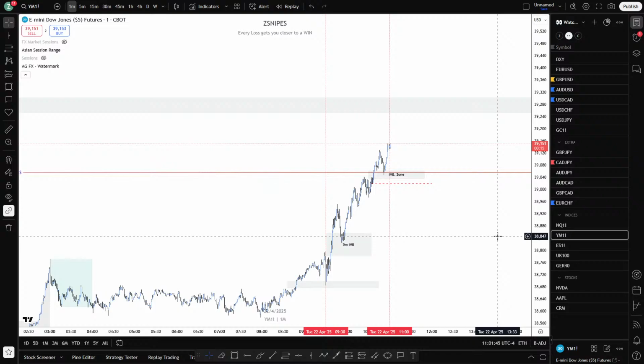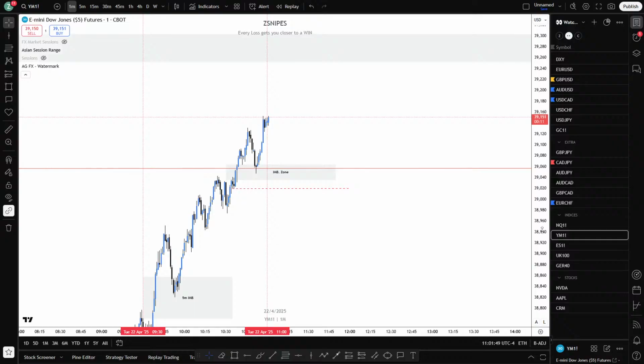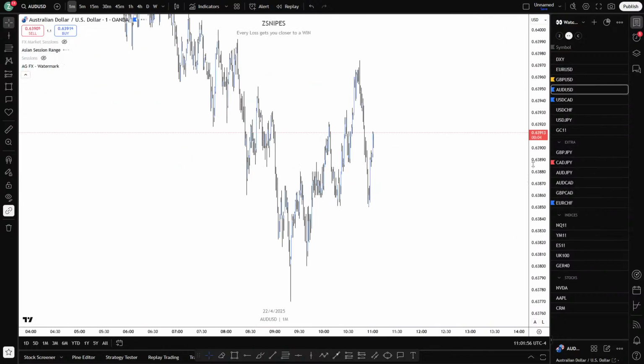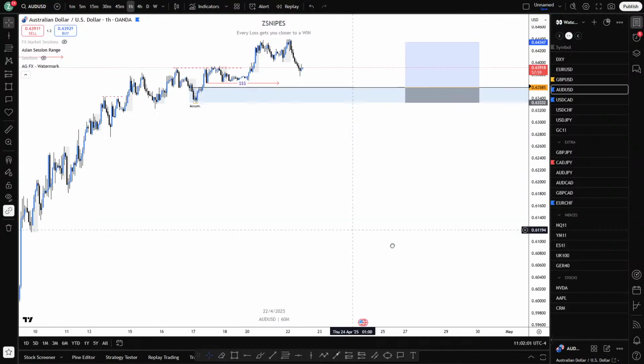No specific reason. I just like the price action on this better. I just like how it moves better, right? They don't move exactly the same. They move in the same direction, but not exactly the same. But this price action to me is just better. Usually US30 is cleaner. Let's see, AU, I need you to go down.